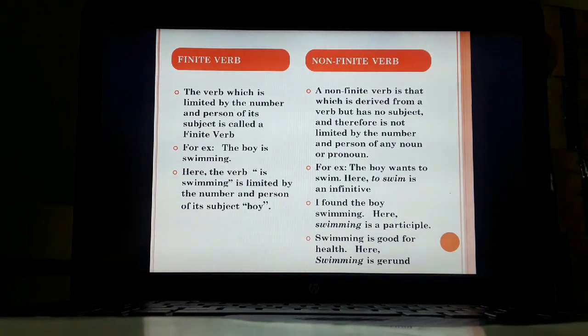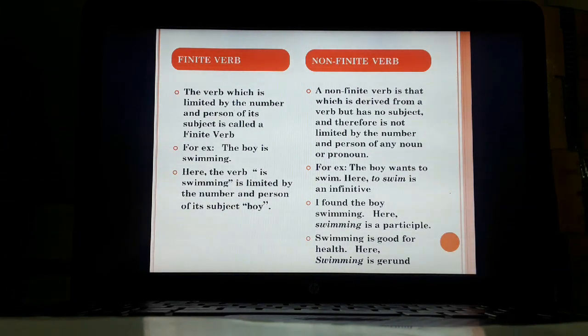Fixed in the sense of what? Fixed in the sense of its number and person of its subject. Means the subject is fixed over here. But in case of a non-finite verb, nothing is fixed. A non-finite verb is that which is derived from a verb but has no subject and therefore is not limited by the number and person of any noun or pronoun. Or in other words, we can say that a non-finite verb is a non-fixed verb in which nothing is fixed.